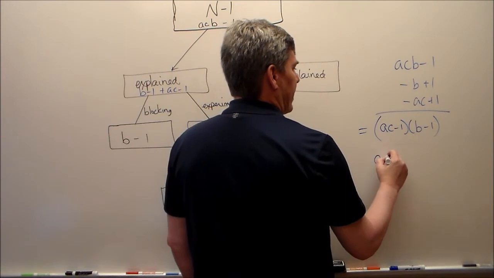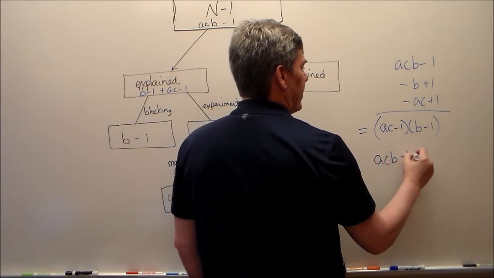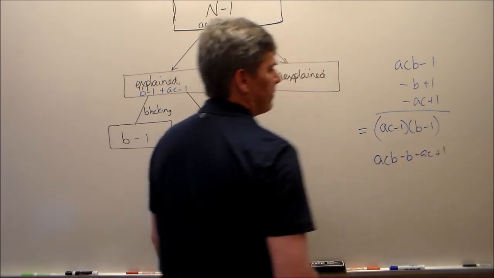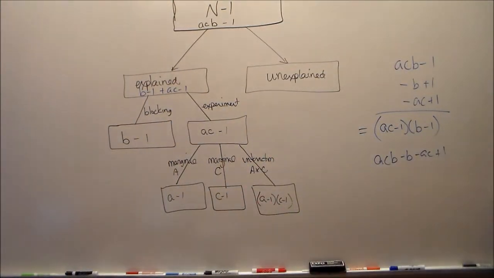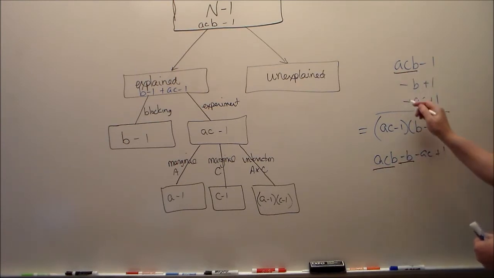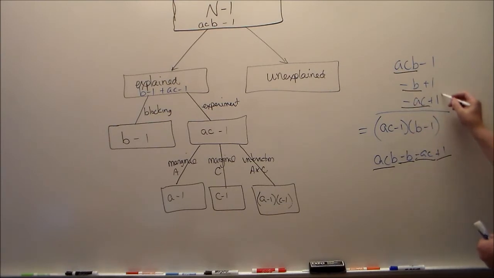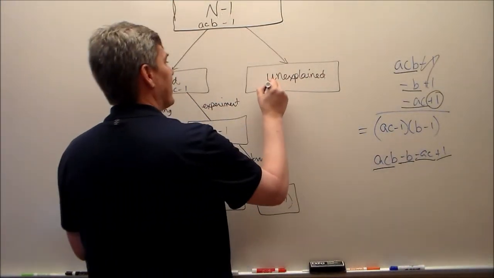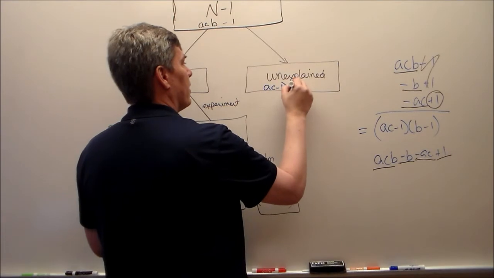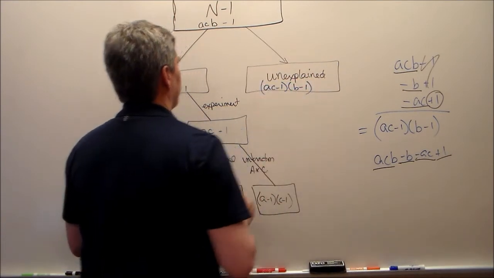This is ACB minus B minus AC plus 1. And we can now look at this and say, okay, we got an ACB and an ACB, a minus B and a minus B, minus AC and a minus AC, and a plus 1, and those cancel out. So we've shown that the unexplained is just that AC minus 1 times B minus 1.